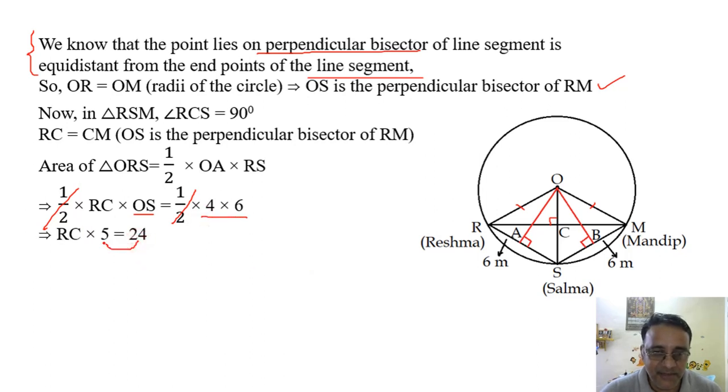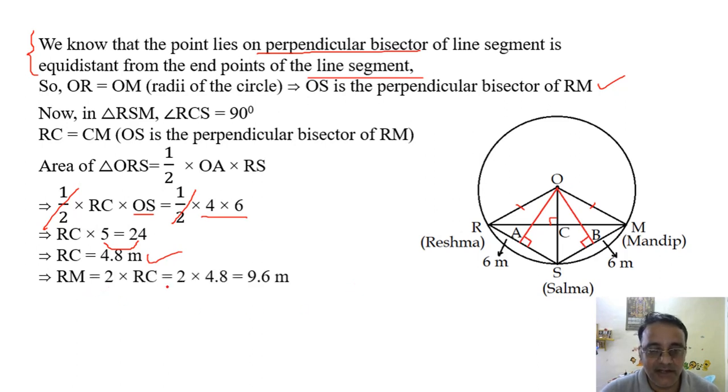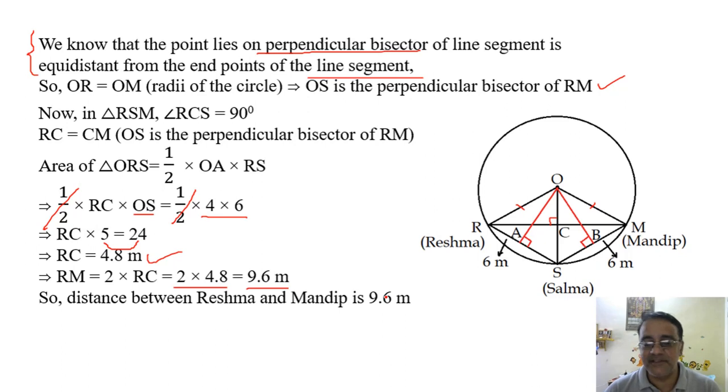Now 24 divided by 5. How much you will get? जल्दी बताओ. 4.8, sir. 4.8, right. So 4.8 meter. Now we have to find RM. सो RM कितना होगा? 2 into RC. Very good. So RM is equal to 2 into RC, that is 2 into 4.8. The final answer is 9.6 meter. Hence, the distance between Reshma and Mandip is 9.6 meter.